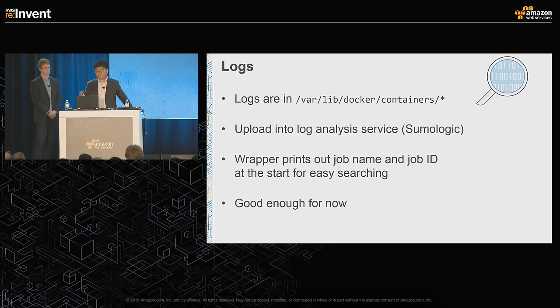One of the problems with this is that container IDs are specific to that Docker process, and it's not apparent what container ID is associated with which job. So the simplest solution we could think of and implemented is that we just print out the job name and the job ID at the start so that people can search for their specific job very easily. And we find that this works pretty well in practice.